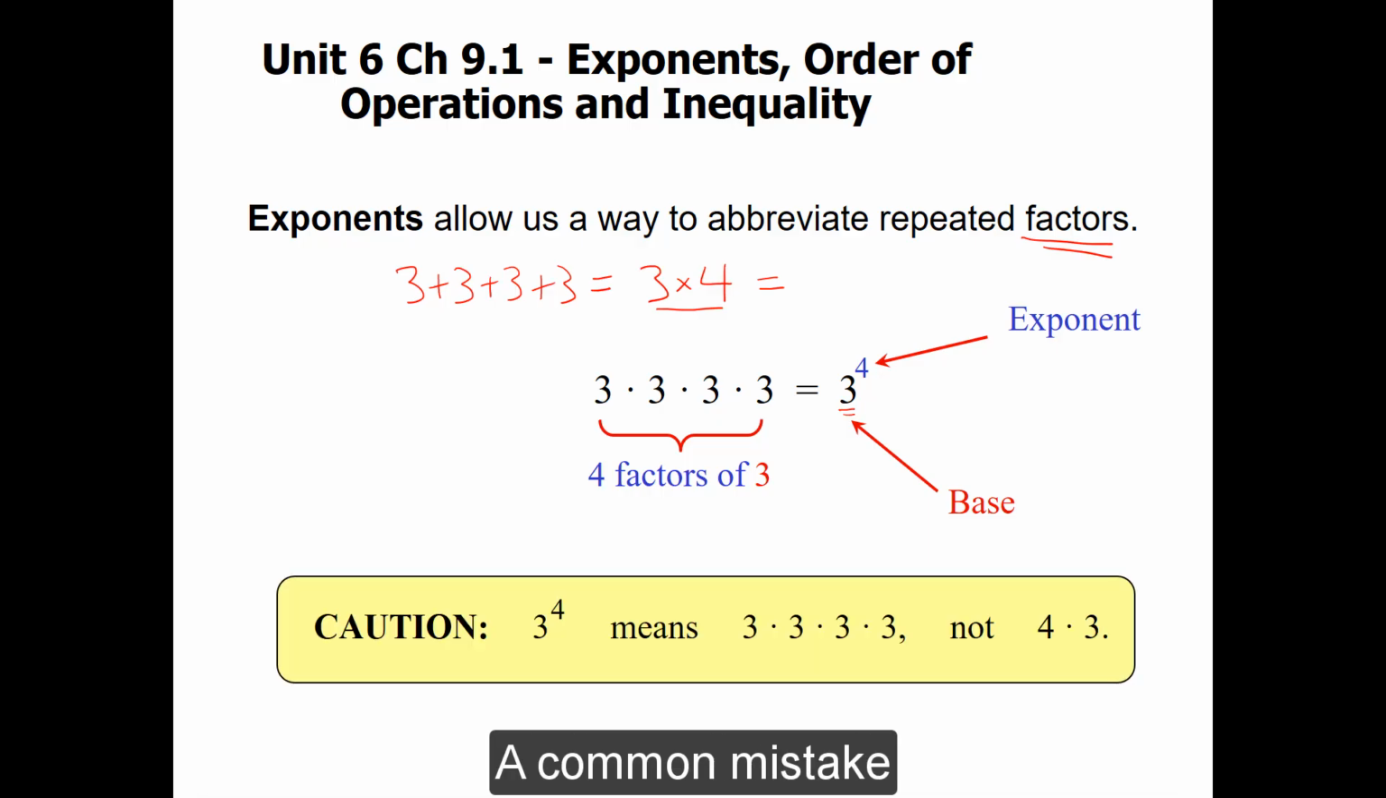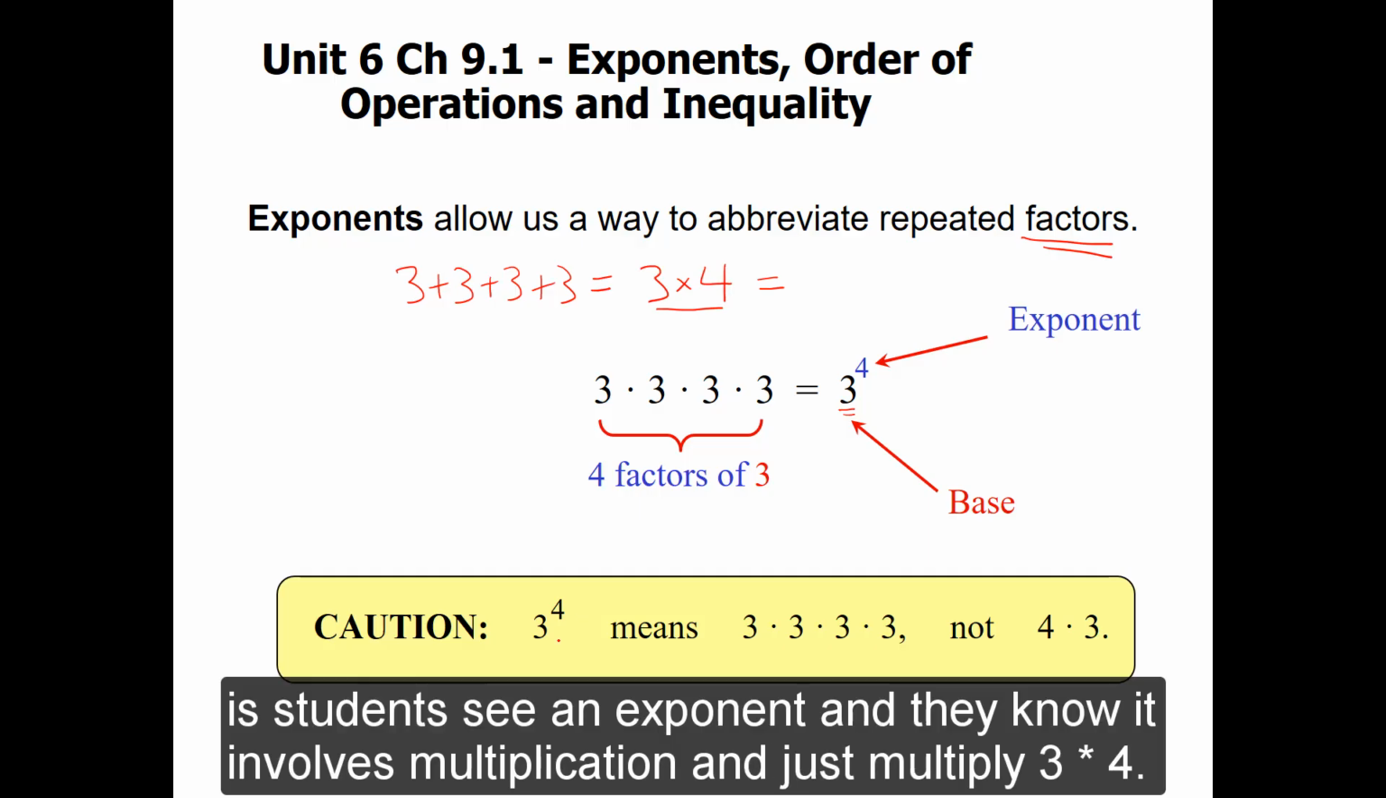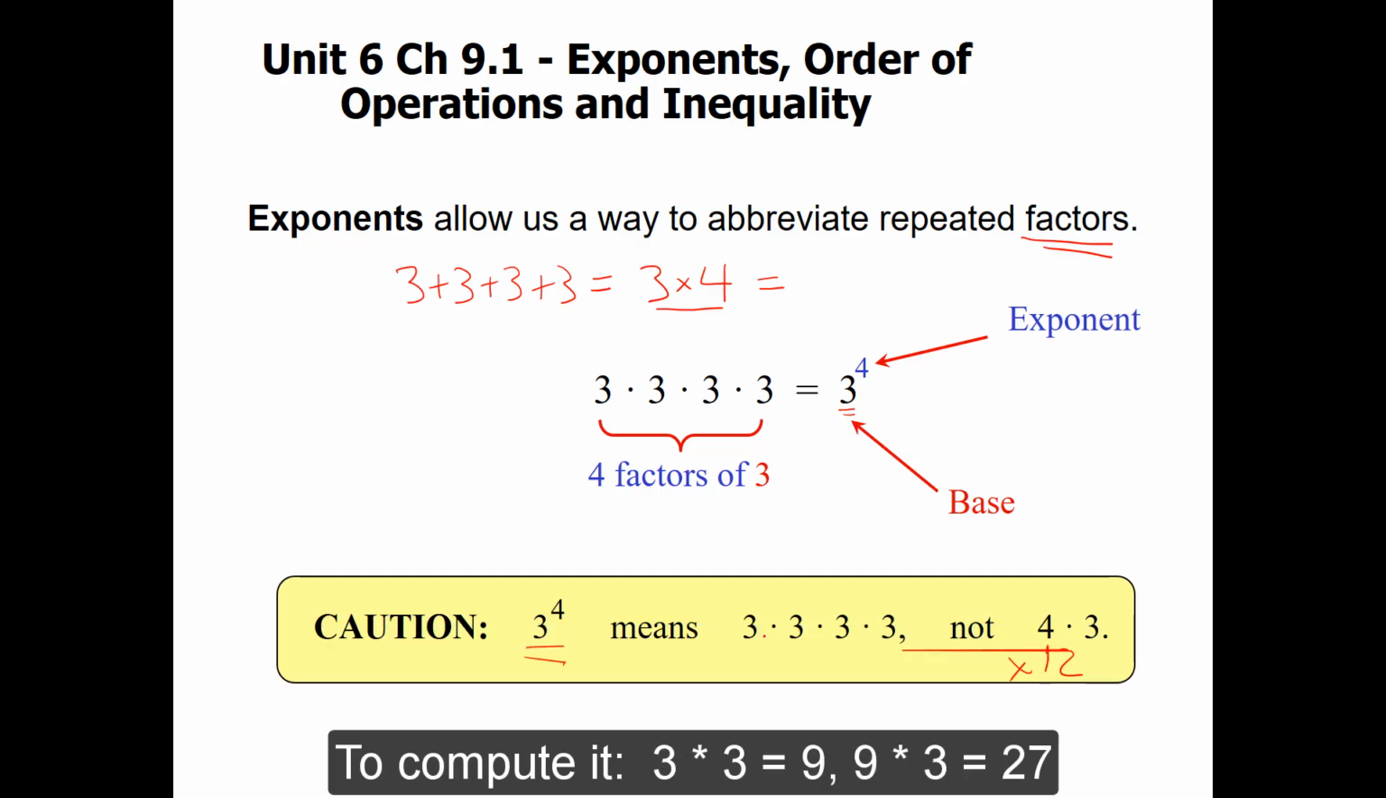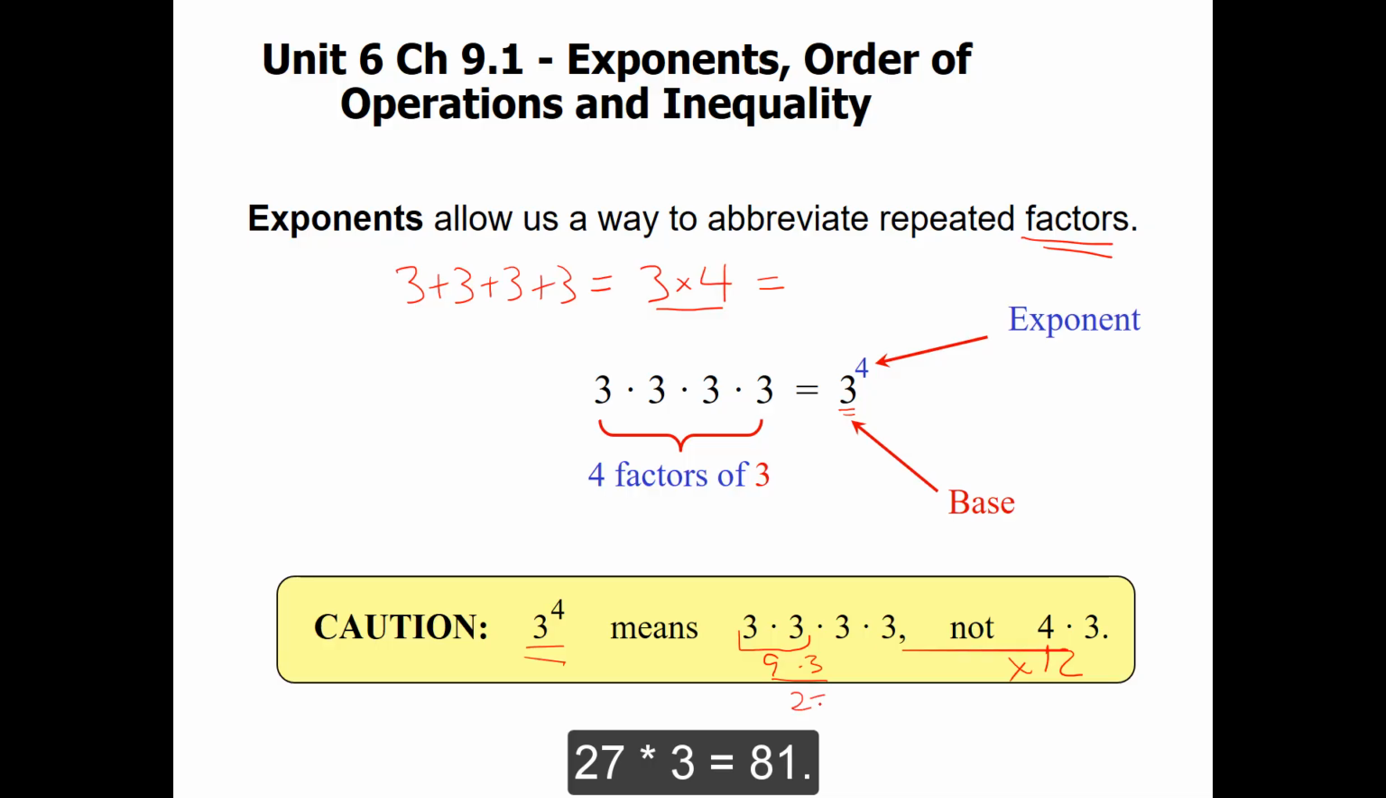Okay, a common mistake is students will see an exponent like this and they go, I know it involves multiplication. They see a 3 and a 4 and they want to multiply 3 times 4 and get 12, okay? And that is incorrect. 12 is not the answer to this. Remember, 3 to the 4th is 3 times 3 times 3 times 3, and the way you compute it is 3 times 3 is 9, times 3 is 27, times 3 is 81.